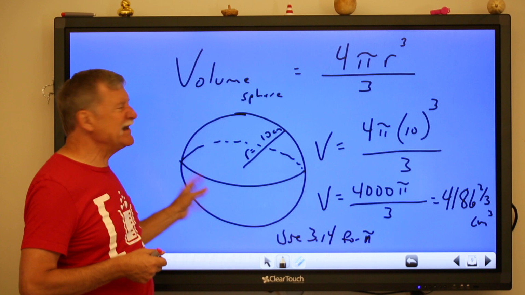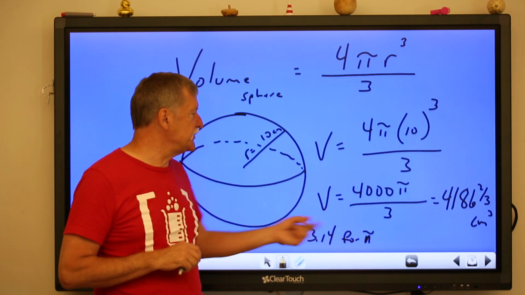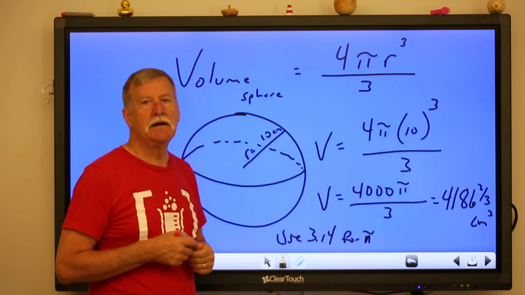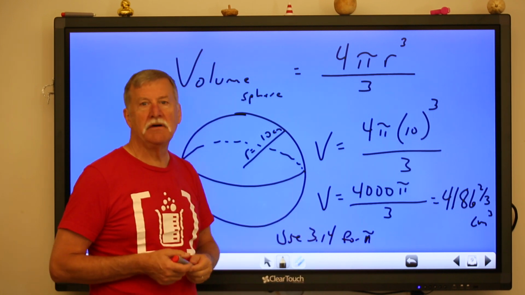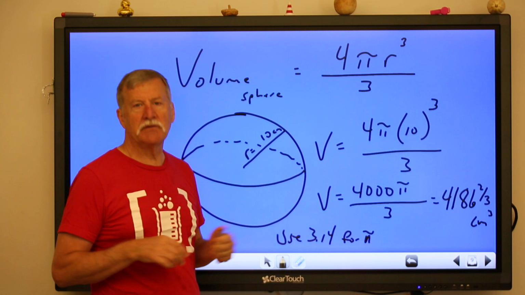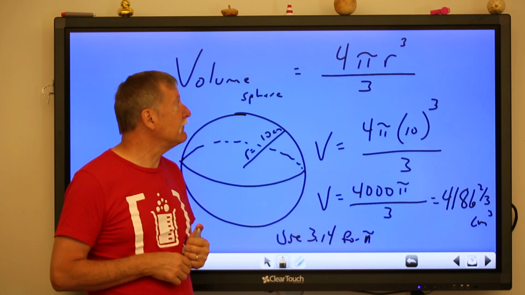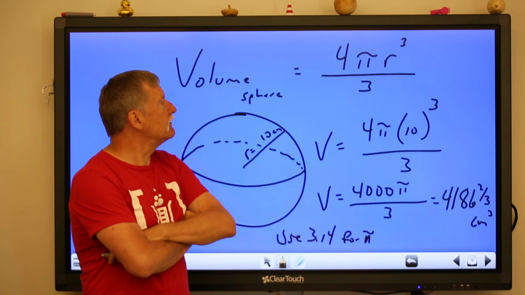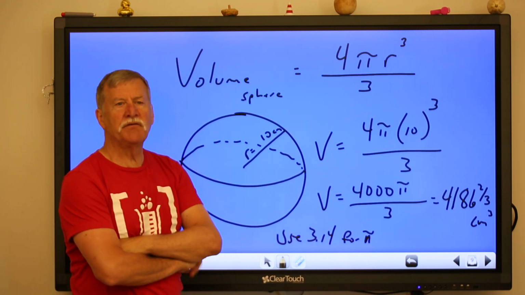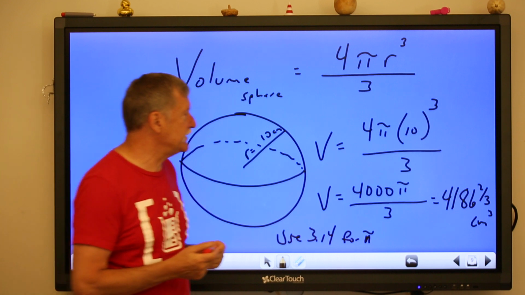And again, that's not an exact measurement because we're using an irrational number, pi. It goes on forever. I mean, we've cut it off. We've rounded pi to say 3.14 is good enough. All right? So understand that this is the formula for finding the volume of a sphere.